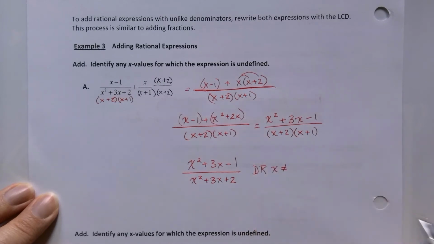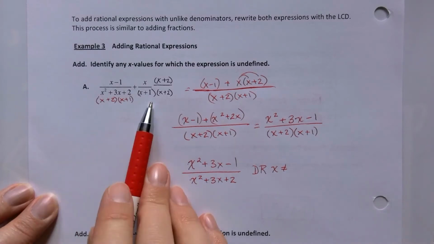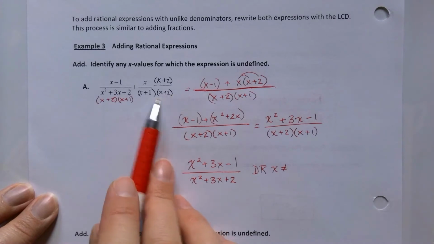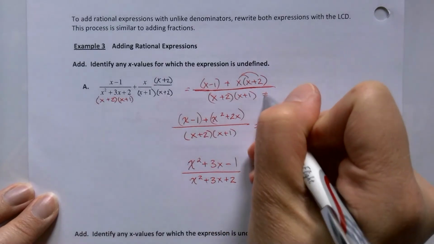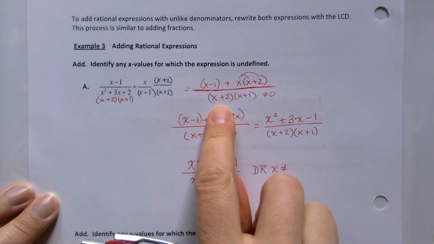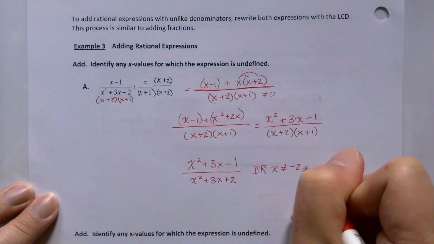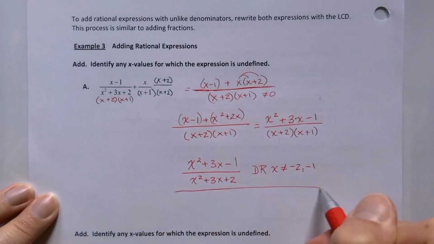What can't x equal? The domain restrictions come from your denominators before you canceled anything out. So we had our denominator here, we built it up. This denominator cannot equal 0, meaning x cannot be -2 or -1. And that is the answer to our problem.